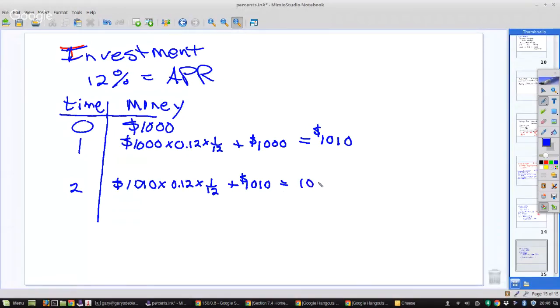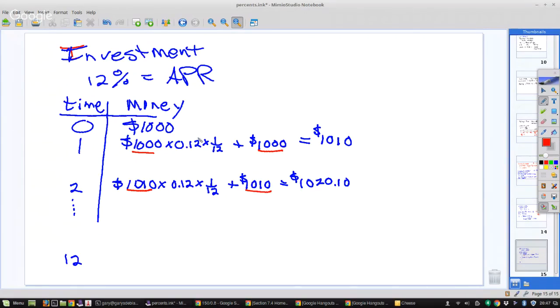That's going to give me $1,020.10. And then I just keep doing this over and over again. I want to see what's going to happen after a year. Well, the thing that's going to be helpful here is the $1,000 is the same here and here. Here I have 1,010 is the same there and there, but otherwise the procedure is the same.